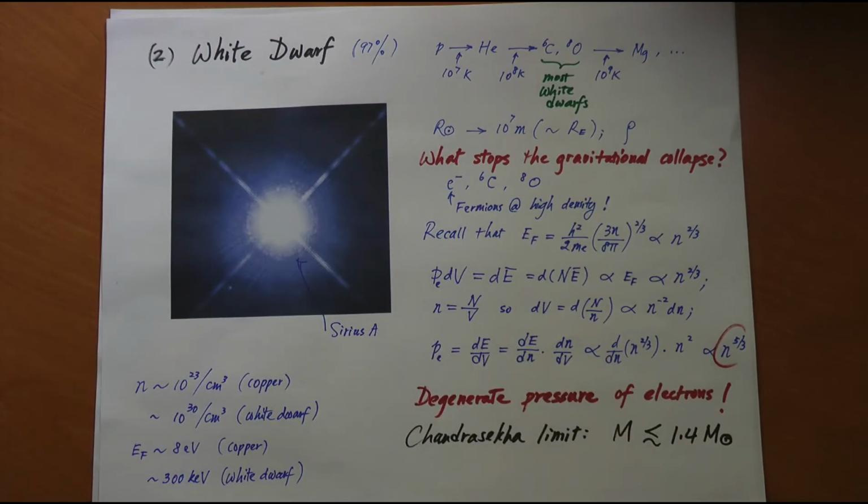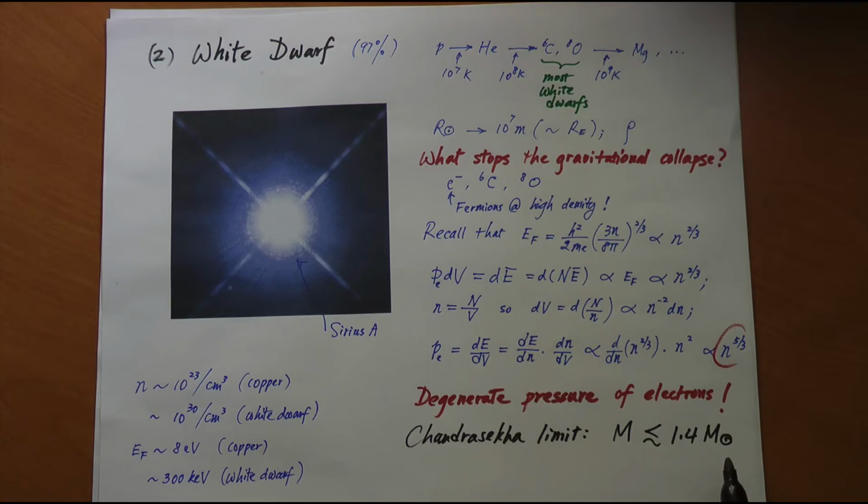About 97% of the stars in our own galaxy will not be massive enough to pass that limit, and therefore 97% of the stars in our own galaxy will eventually become a white dwarf.